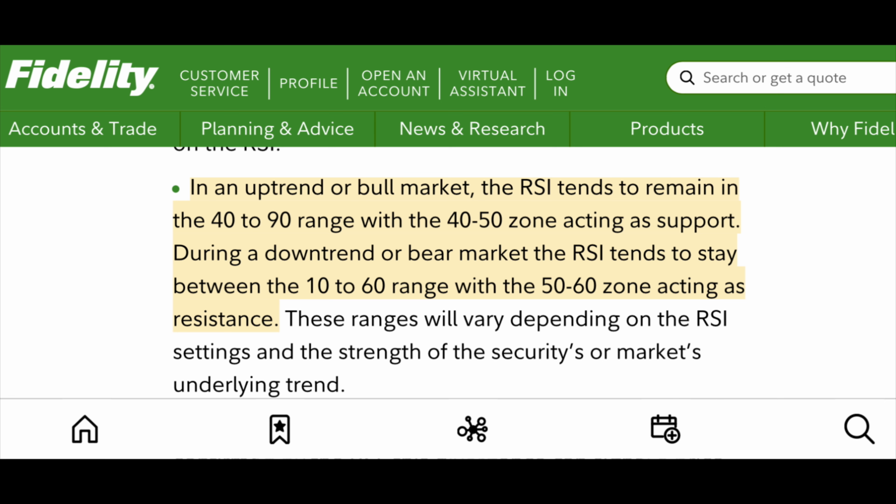That's what I actually paid attention to when I used to use the RSI, and vice versa. When whatever you're trading is selling, RSI according to Fidelity usually ranges from 10 to 60, with 50 to 60 being the resistance zone. And remember, 30 is considered oversold, so technically speaking you only have between 30 to 50 to work with when it comes to price selling. At least that's how I used to look at it when I did use the RSI.